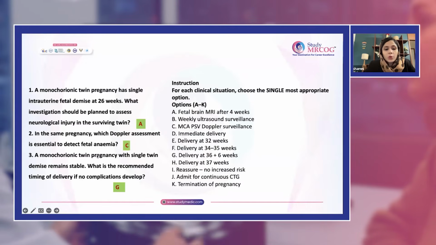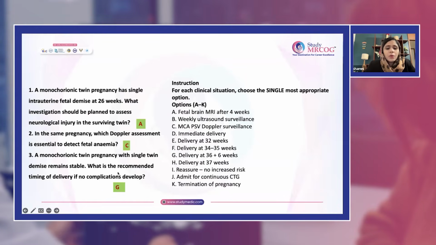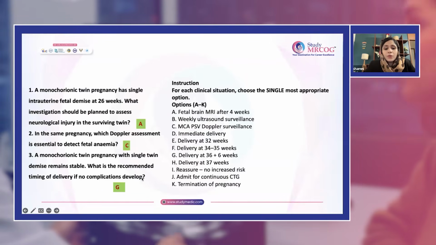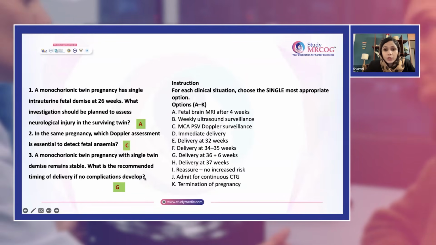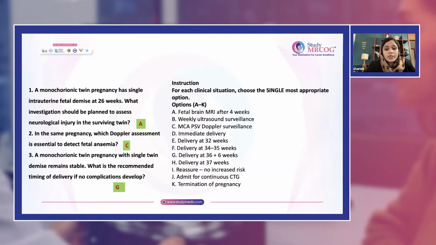Now, next is a monochorionic twin pregnancy with single twin demise that remains stable. What is the recommended delivery time? If no complication develops, it is going to be 36 weeks plus 6 days.